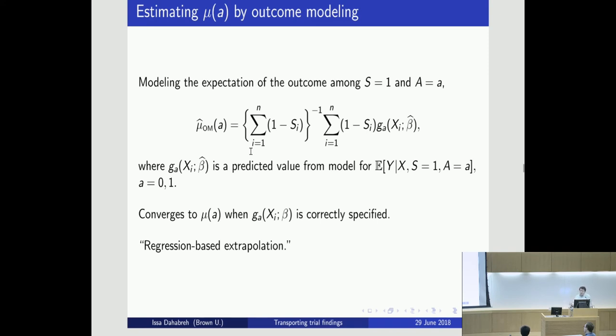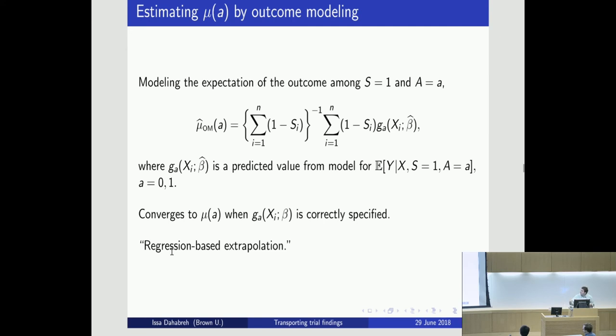This is just linear regression, okay? Linear regression of y on x in the people in the trial. So this just says, well, build that model, predict on everyone who was not in the trial, and average the numbers. This is just dividing by the number of people not in the trial, okay? So it's an easy exercise to show that if you get that model right, if you correctly specify the model for the expectation of the outcome, this quantity here will converge to what you are interested in, okay? We can think of this as a regression-based extrapolation or as single imputation analysis.